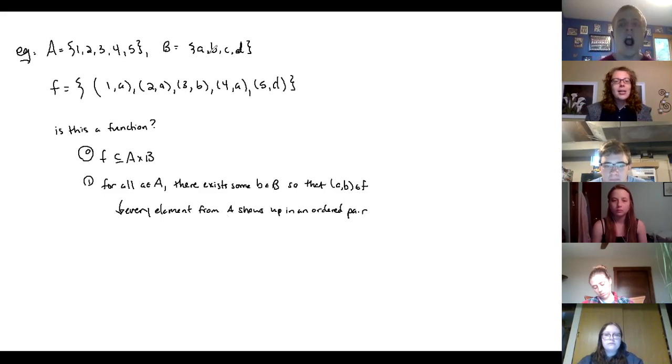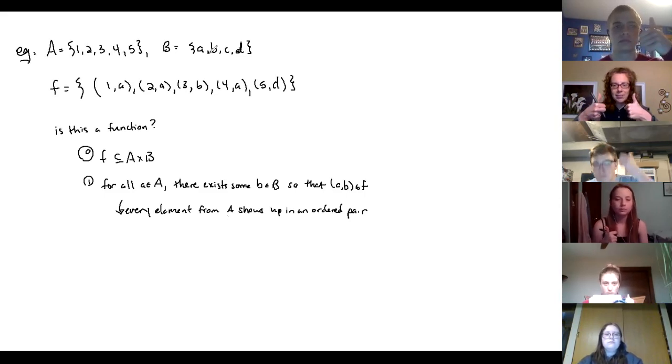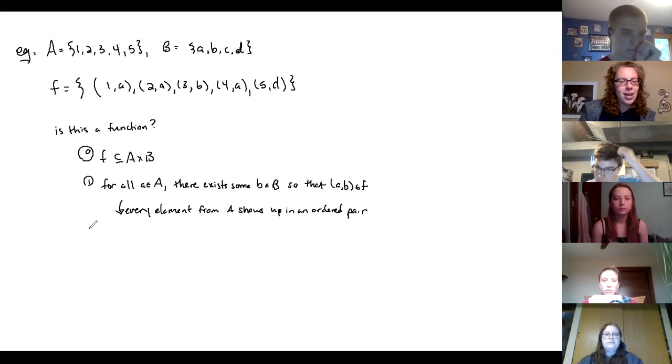Okay. All right, thumbs up, thumbs down. Every element from A shows up in an ordered pair. Yes, no, what do we got? Yes, we're getting thumbs up. People are nodding. Yes, okay, cool, this is good.